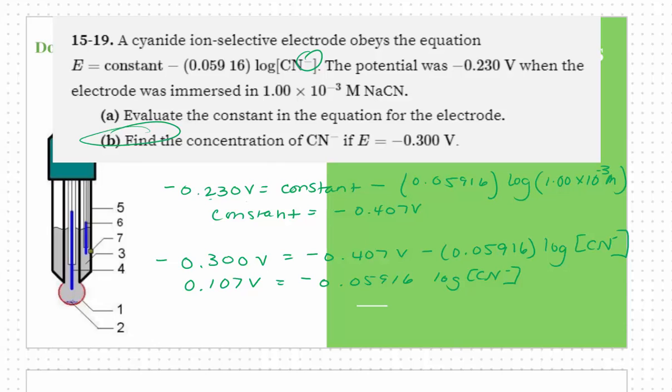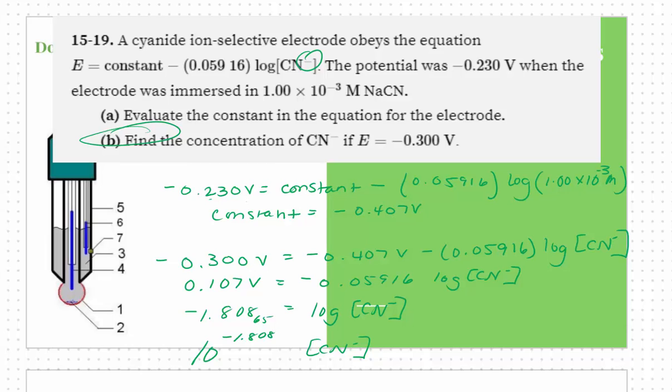So now I'm going to divide both sides by negative 0.05916. And I get a negative 1.80865. It keeps going. I'm going to leave it in my calculator. And that is equal to the log of the cyanide anion. So in order to get the cyanide concentration by itself, I need to take the antilog. That means I need to take 10 to the negative 1.808, whatever else is in my calculator.